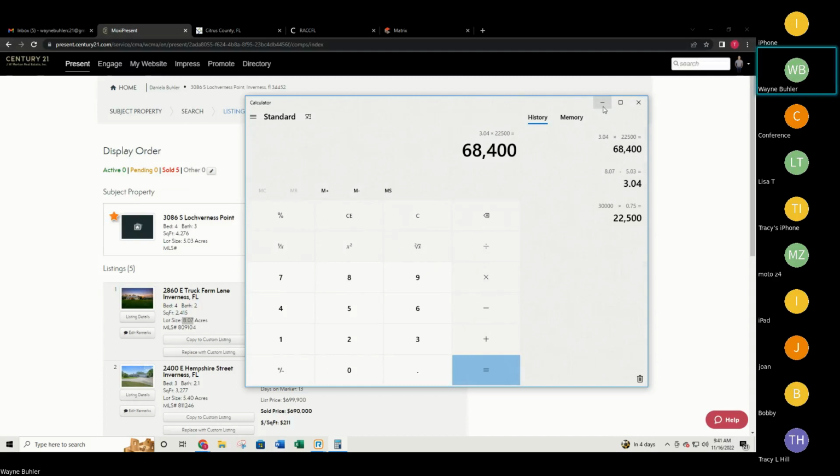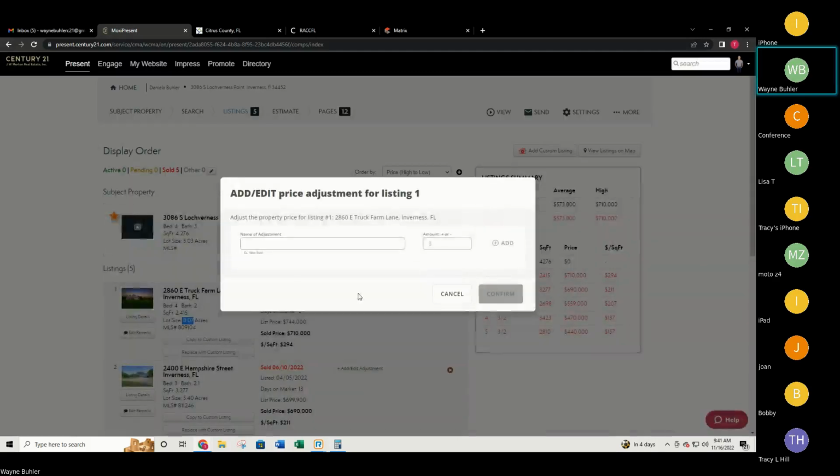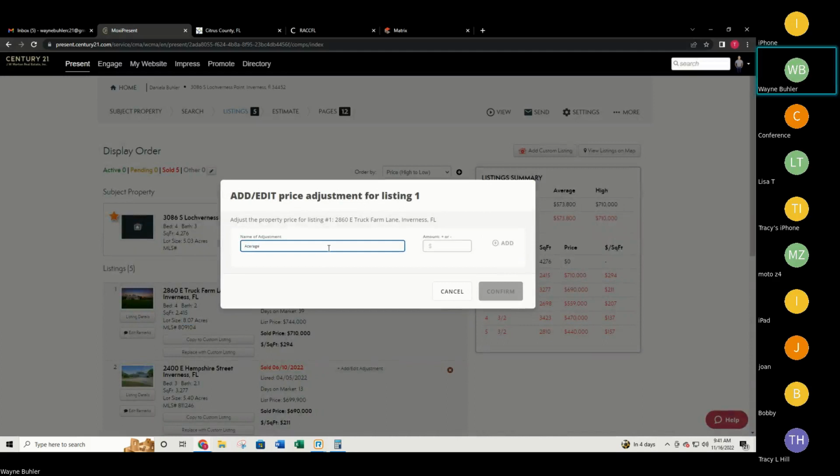So for Moxie, I now know I click add edit adjustment. I can call it acreage or land, whatever you want to call it. And I know now minus first. And what was my number? 68.5? Yeah, 68. And I hit add.